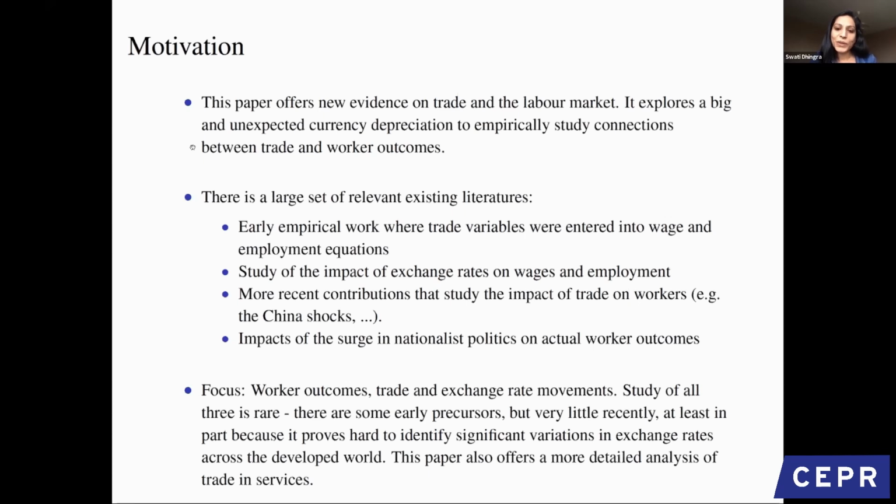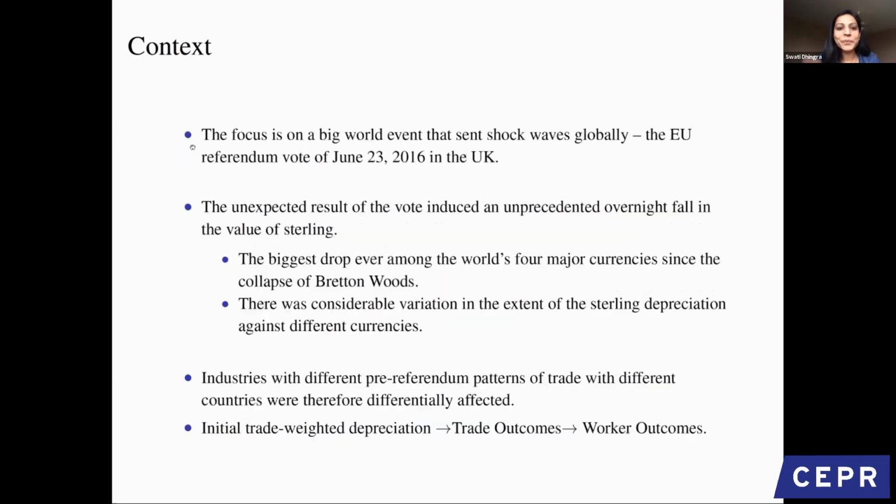So what this paper is going to do is look at the current surge in nationalist politics, which in our case will be the Brexit referendum shock, and we look at what actual worker-level outcomes are. These are not counterfactuals, these are not price studies about what the trade impacts on prices were, but instead we're going to focus on worker outcomes.